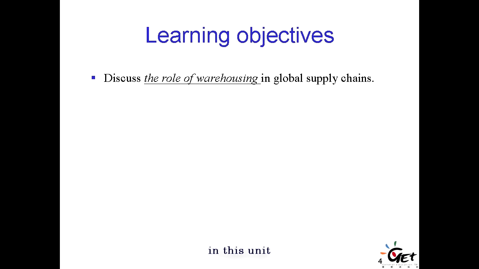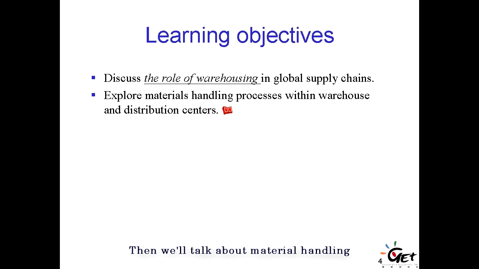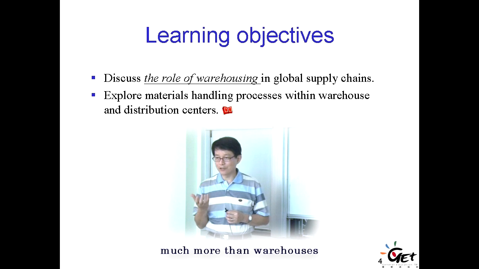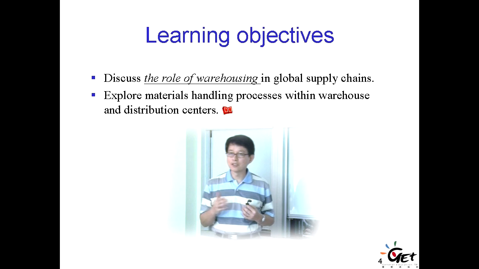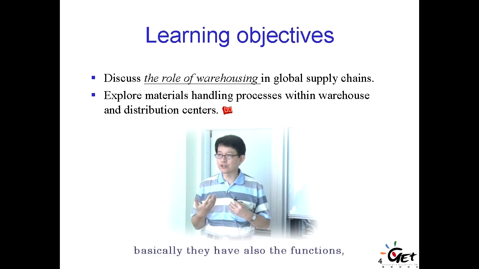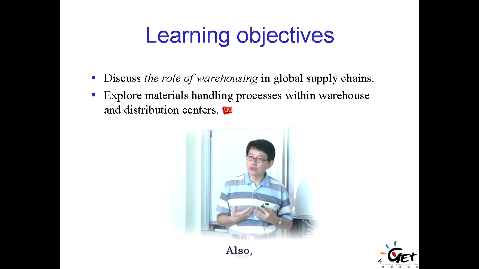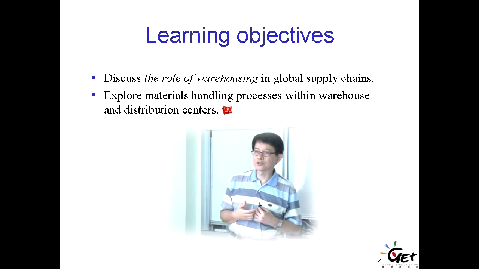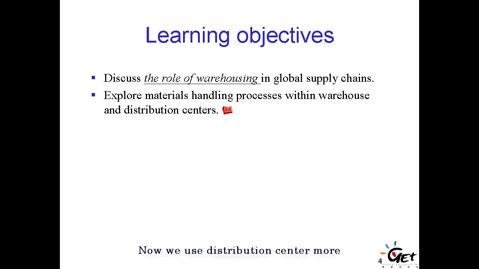In this unit, first we're going to see the role of warehousing in a global supply chain. And then we will talk about the materials handling process within the warehouse or distribution centers. Nowadays we use the term distribution centers much more than warehouses. Traditionally maybe we say warehouses, right? But now the distribution center basically also has the functions a typical warehouse should have, and also has other tasks or functions to perform. Nowadays we use the distribution center more.